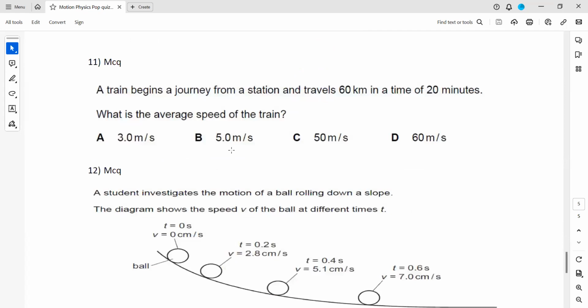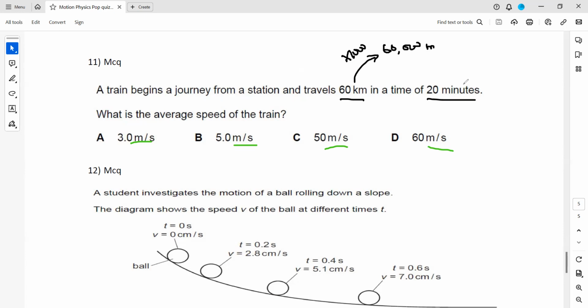In question 11, the train begins a journey from a station and travels 60 kilometers in 20 minutes. What is the average speed? Look, all the options are in meter per second. So you have to convert the distance into meters and the time into seconds. So it was 60 kilometers. We have to convert into meters. So how to convert kilometer into meter? We multiply by 1000. So this will equal 60,000 meters.